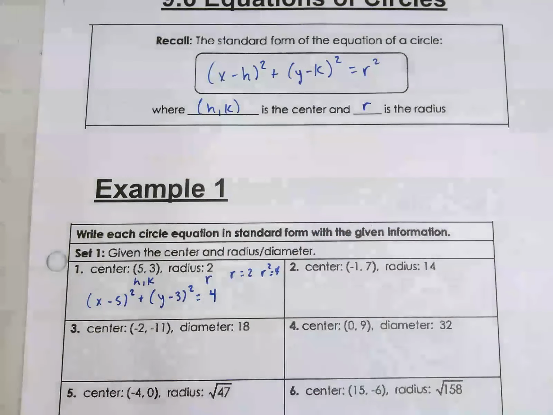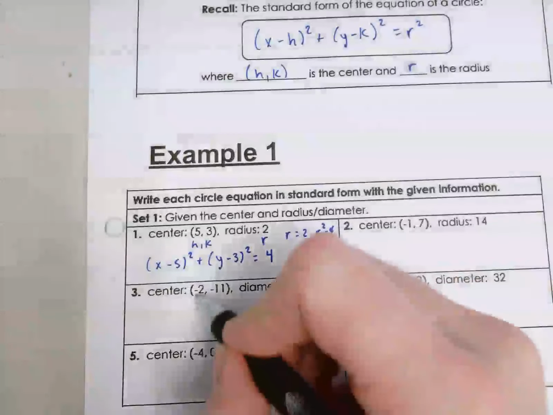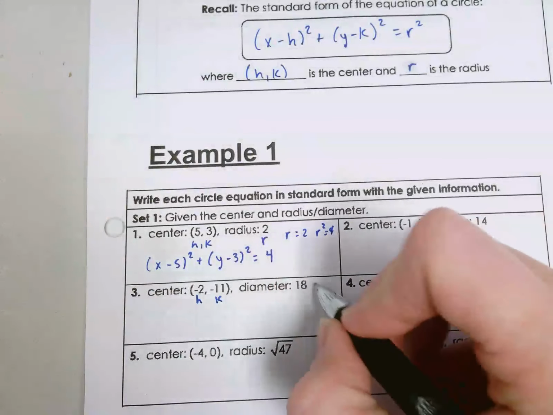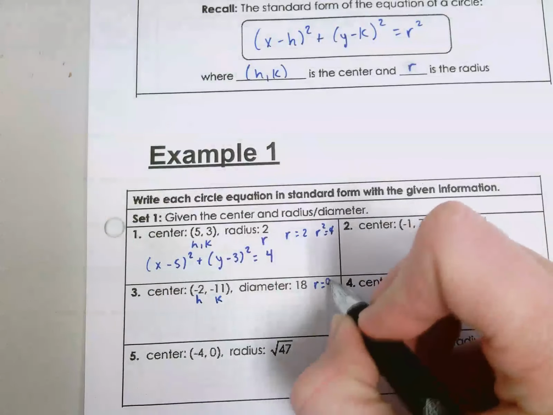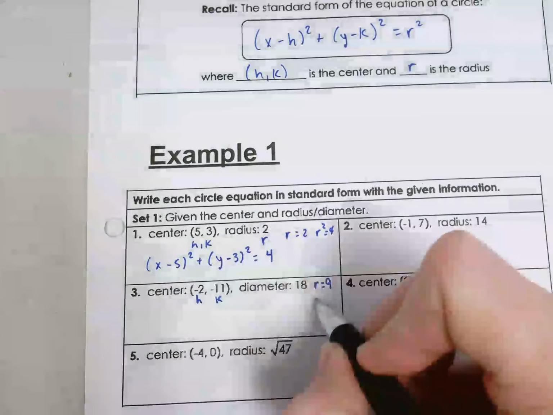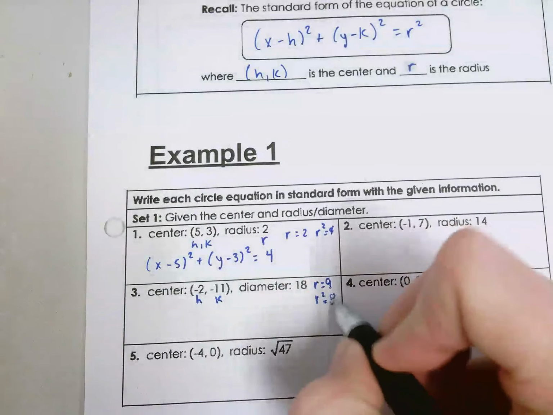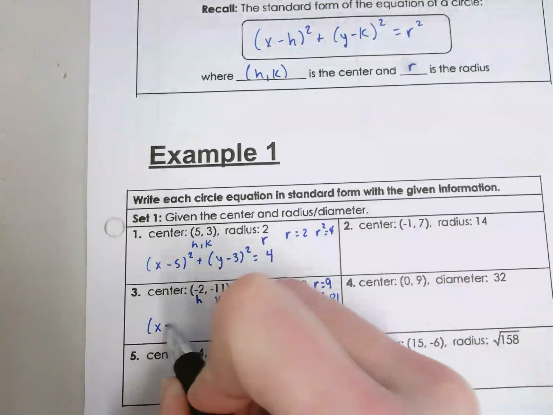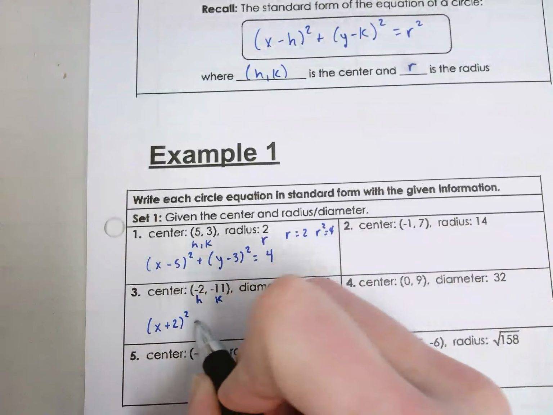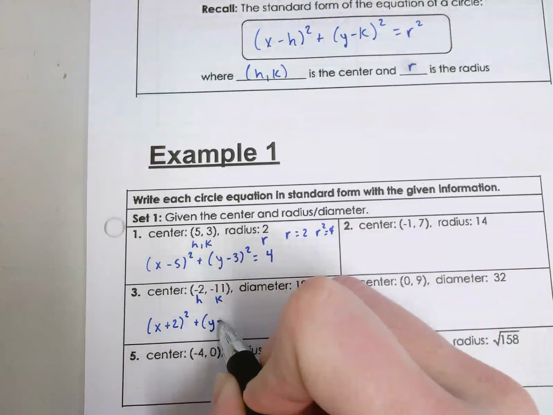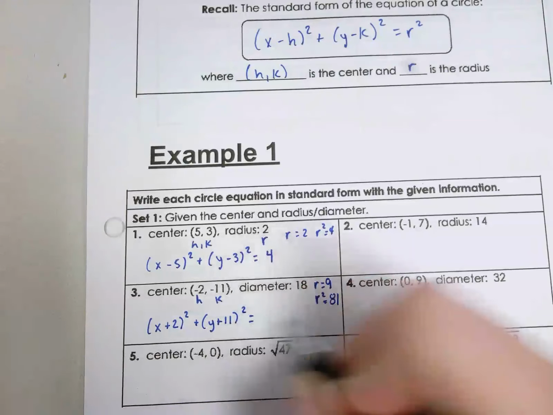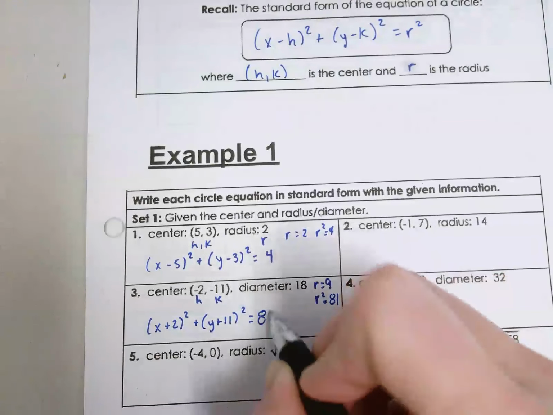Final answer. If you wanted to do a diameter problem, here's your h, here's your k, and your diameter is 18, so your radius would be half of that. 18 divided by 2 is 9. So your r squared would be 81. Then plug into the formula. x minus a negative 2 gives me plus 2 squared, plus y minus a negative 11 would be plus 11 squared, equals r squared, which we said was 81.